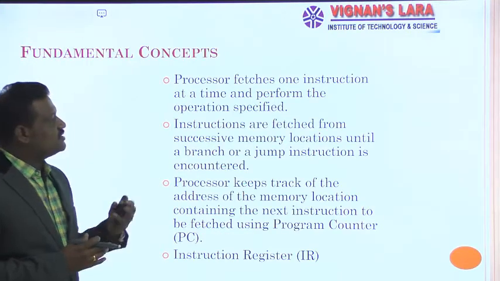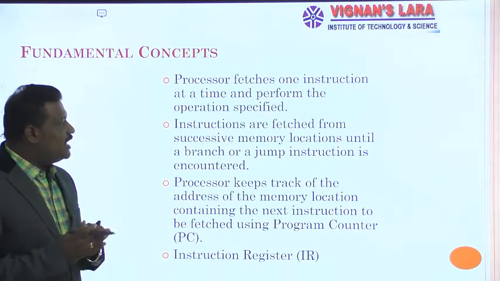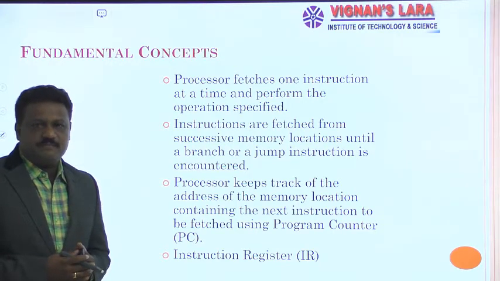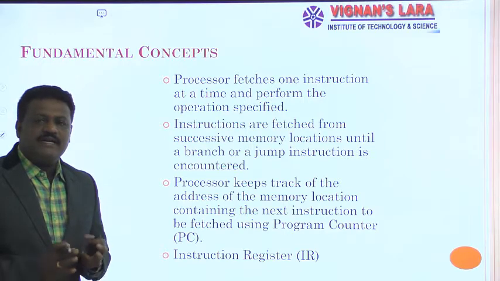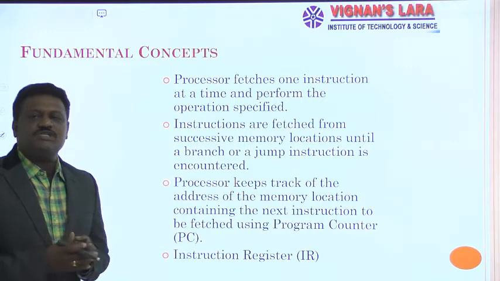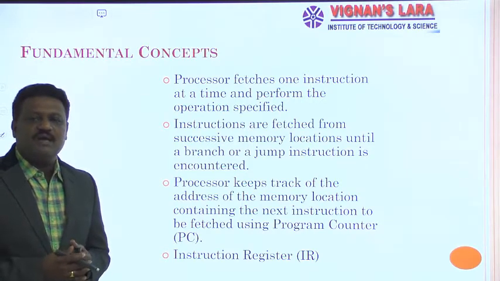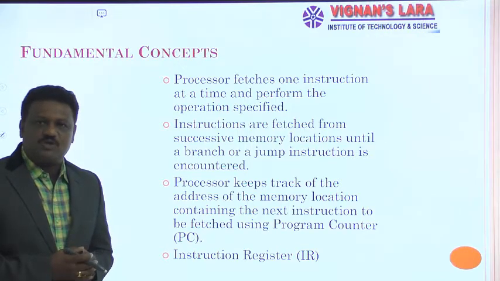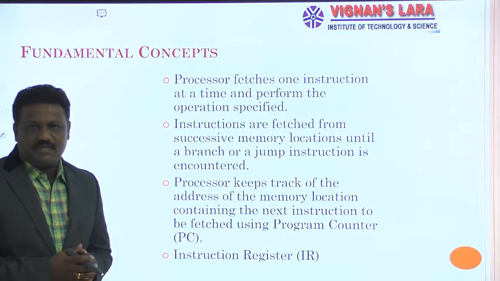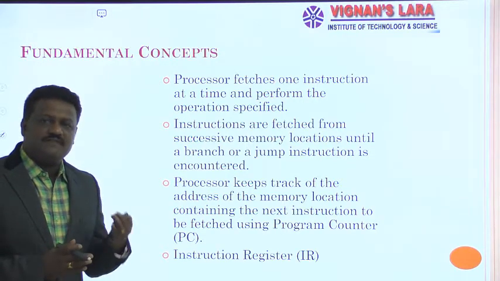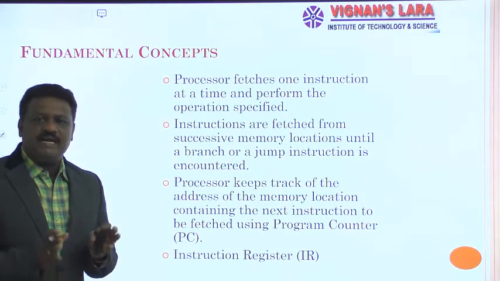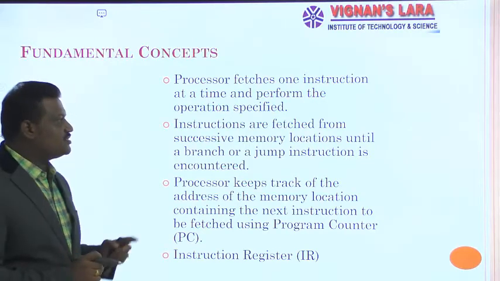A processor fetches one instruction at a time and performs the operation specified. What's the meaning of this? We know that at a time a processor can execute only one instruction. Before execution of an instruction, the processor first fetches the instruction from memory, because the instructions of a program are generally stored in memory. So first the processor fetches the instruction and later it will execute the instruction. So at a time a processor can execute only one instruction. That's the meaning of this.